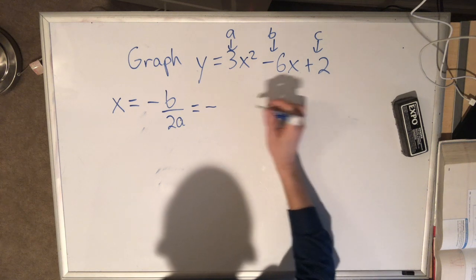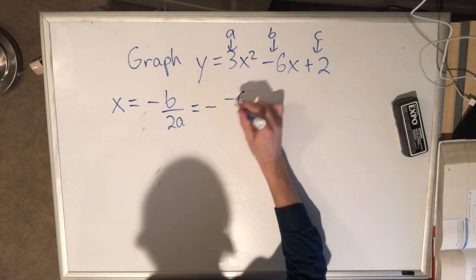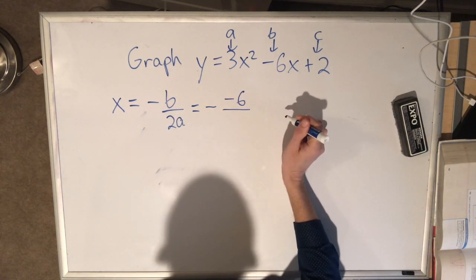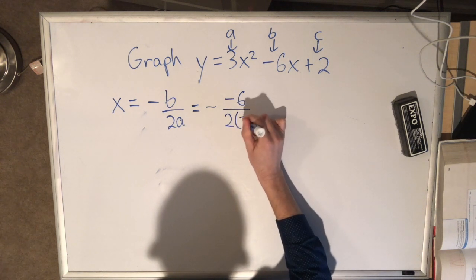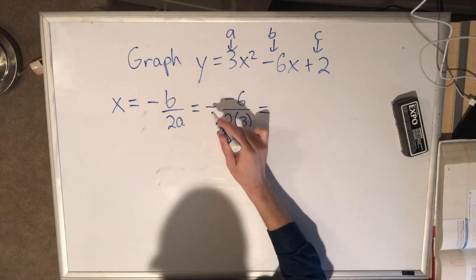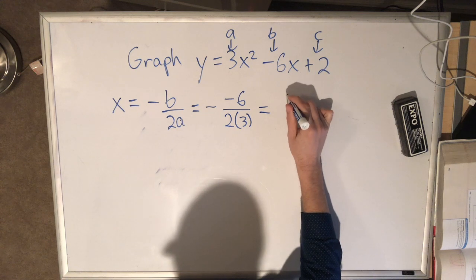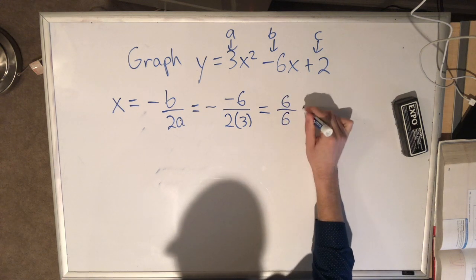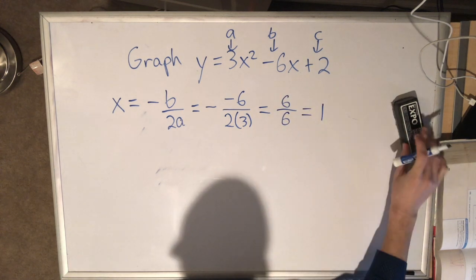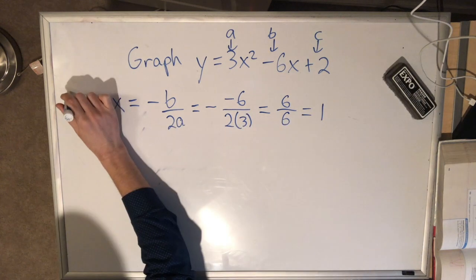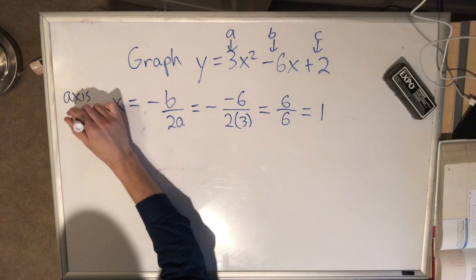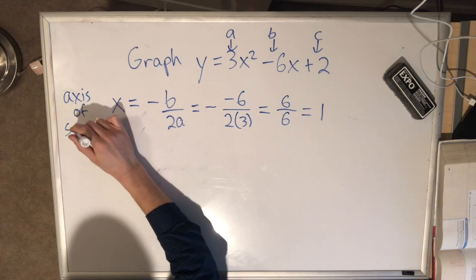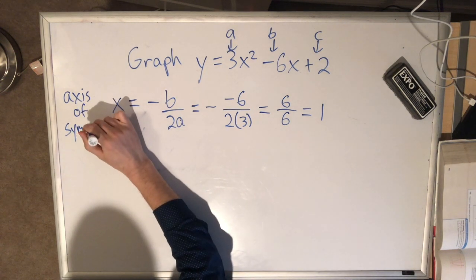That's going to be negative 6 over 2 times 3. The two negatives make a positive. We get 6 over 6, which equals 1. There's the axis of symmetry. The vertical line, x equals 1.